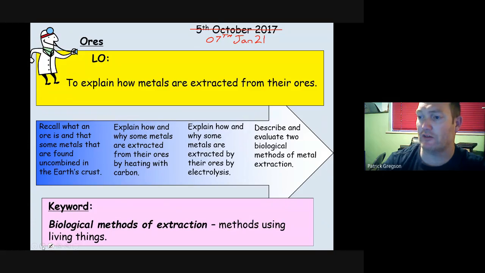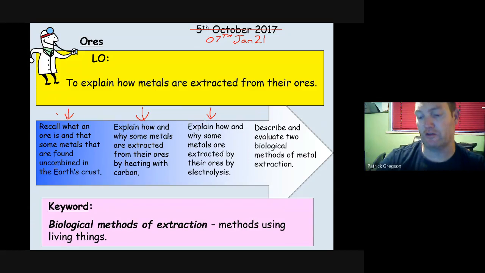And the whole purpose of this, like I just said, is I need you guys to be able to recall what an ore is. Okay, we're going to go into a bit more detail again on that, just to reaffirm that you picked up what it was. We're going to have a look at how some of them are extracted, heating it with carbon. Okay, carbon's readily available for it. And we have a look at how we use electrolysis and what electrolysis is.